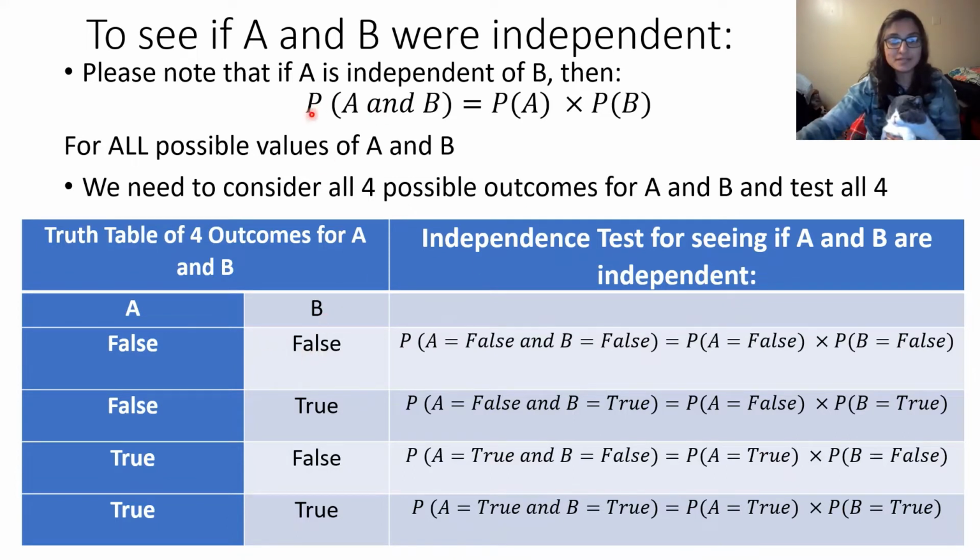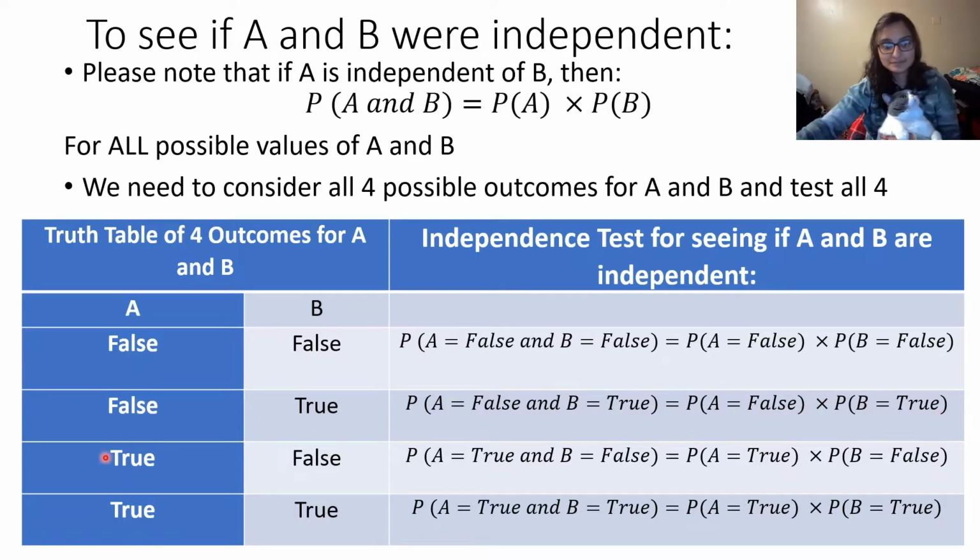So if we want to test this out for all four values, if A is false and B is false, then we need to see if the probability that both of them are false equals the probability that A is false multiplied by the probability B is false. So basically we're taking this equation and putting in the specific values of A and B, seeing if the equation holds for all four of these possibilities. For A false and B true, we need to test that the probability that A is false and B is true is equal to the probability that A is false multiplied by the probability B is true.